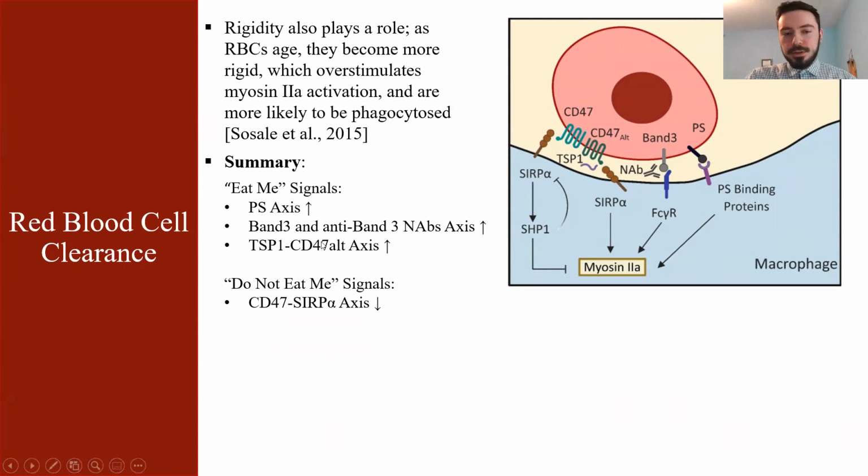So in summary, we have 3 major eat me signals. The PS axis: as phosphatidylserine increases, there's an increased likelihood of phagocytosis. The band 3, anti-band 3, and naturally occurring antibody axis: as more band 3 is present, the phagocytic response is increased. The TSP1 and CD47 alt axis: as it binds to SIRPα, it increases the phagocytic response. And we have the do not eat me signal of CD47 bound to SIRPα, which prevents phagocytosis from occurring.